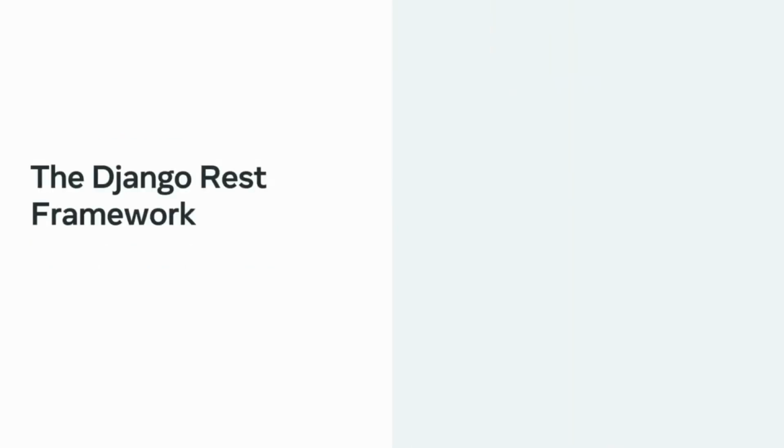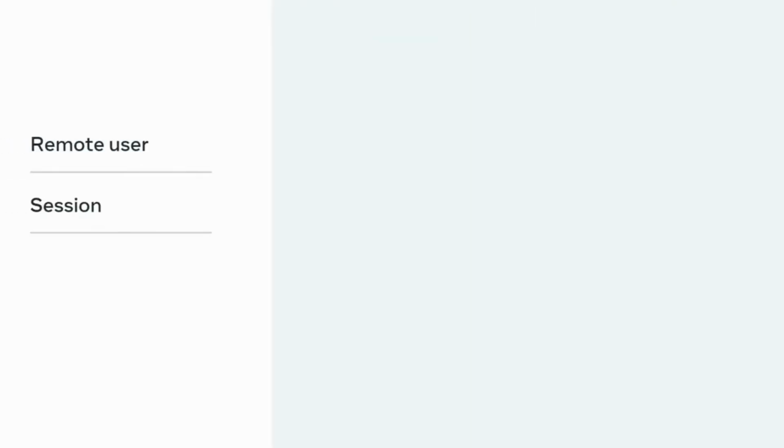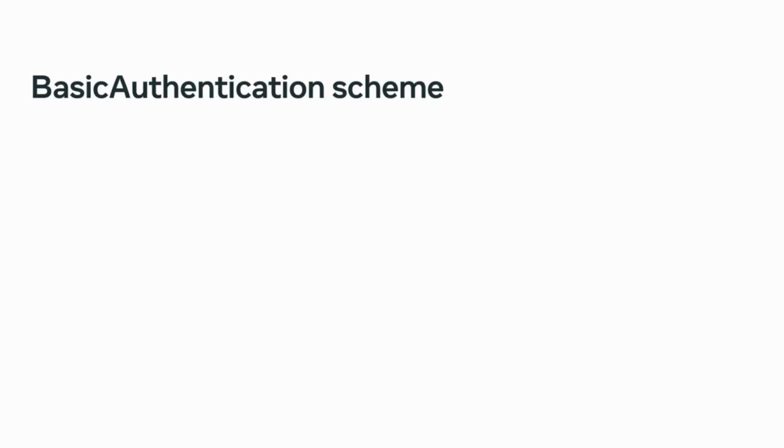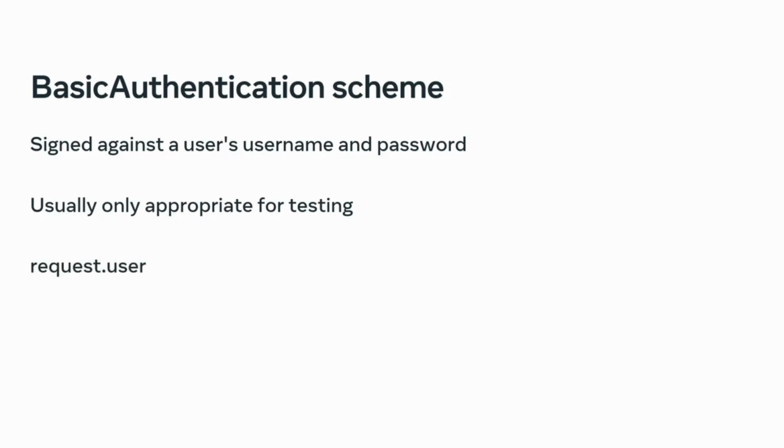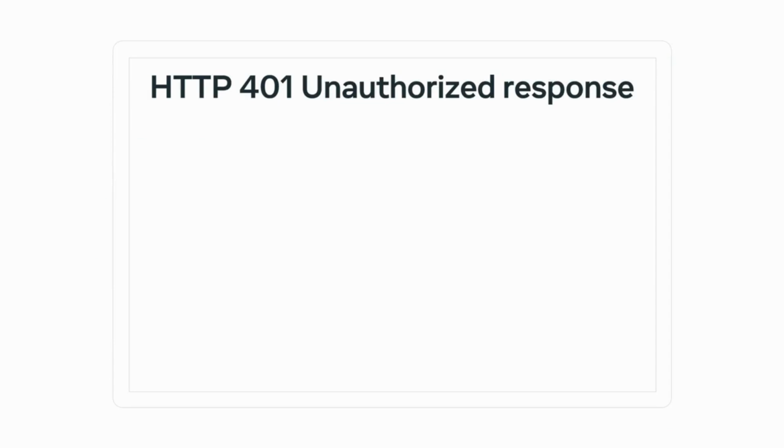The Django REST framework allows you to employ different authentication schemes, such as remote user authentication, session authentication, and token-based authentication. Let's explore these in a little more detail now. The basic authentication scheme uses HTTP basic authentication signed against a user's username and password. Basic authentication is generally only appropriate for testing. If successfully authenticated, basic authentication provides the following credentials. Request.user will be a Django user instance. Request.auth will be None. Unauthenticated responses that are denied permission will result in an HTTP 401 Unauthorized response.